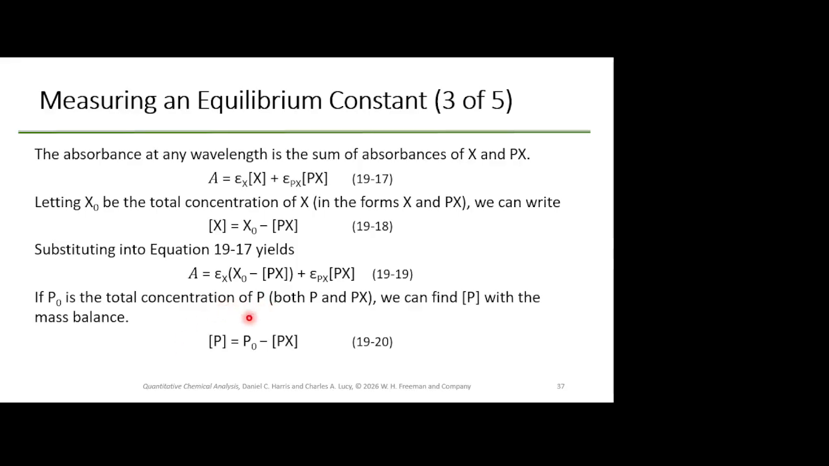So if P0 is the total concentration of P, both P and PX, we can find the P with our mass balance. So now we need another equation so that we can solve this system. And so we write out our mass balance equation. Everybody recognizing this from analytical? Yeah. Okay.